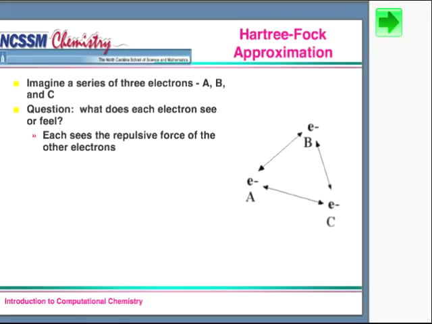So for example, electron A feels a repulsive force from electron B. They don't want to be close to each other, okay? So they feel a negative force between A and B. A also feels a repulsive force between A and C. B feels a force between B and C. So the arrows there say that each electron feels a repulsive force from each of the other two electrons.